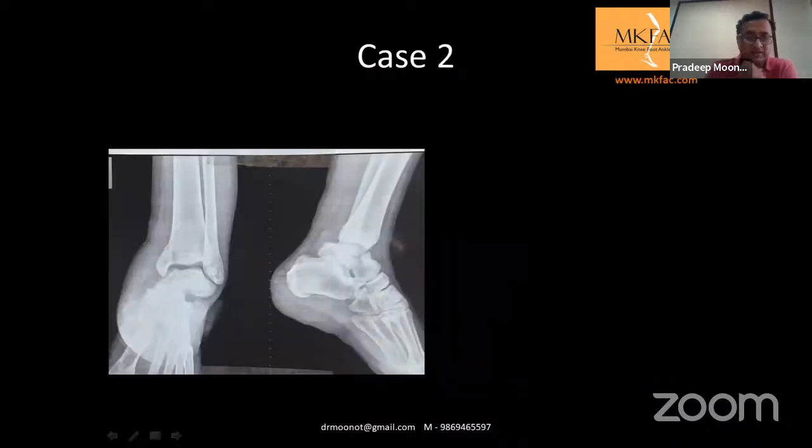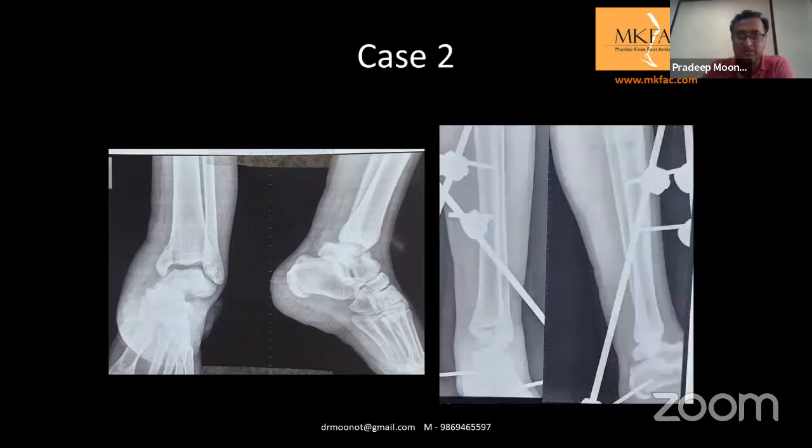So this is another case. A young chap, I think he's a dentist by profession, had an injury to the foot, and he had a small wound on the medial side. So the primary surgeon treated him with an X-fix like this and kept him for 6 weeks, saying we will do the surgery later, once the wound is completely healed.